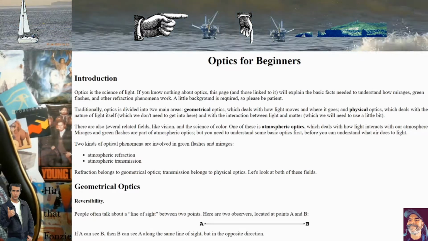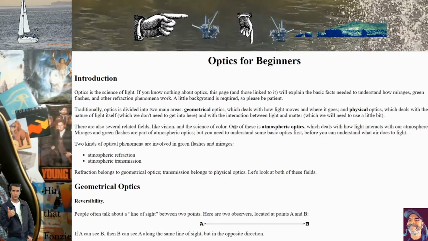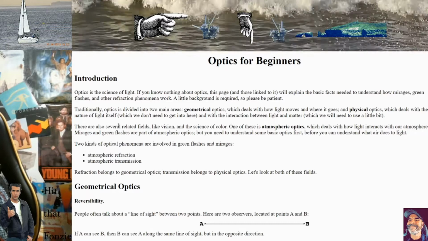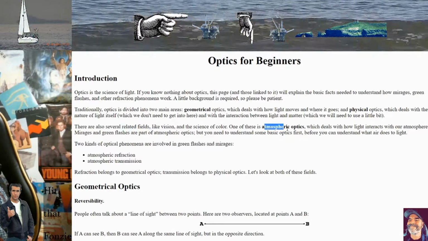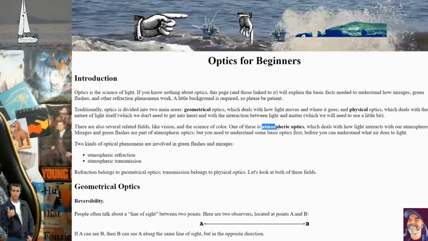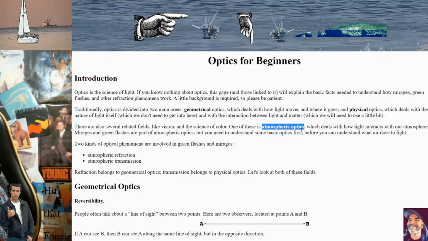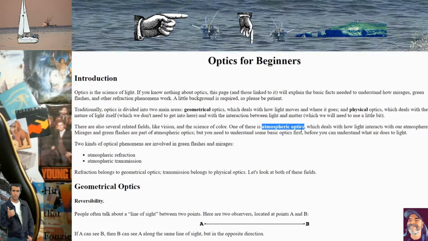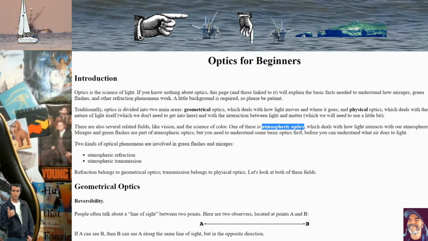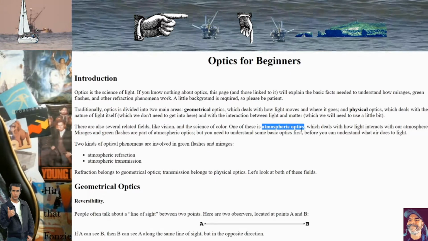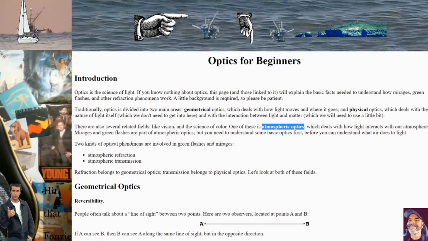There are several related fields like vision and the science of color. One of these related fields is atmospheric optics. Okay, atmospheric optics, as we talked about in the very first video, is my concept of the Aetherband. Everything that's atmospheric optics is the Aetherband. And I saved 3 syllables. All right, which deals with how light interacts with our atmosphere.